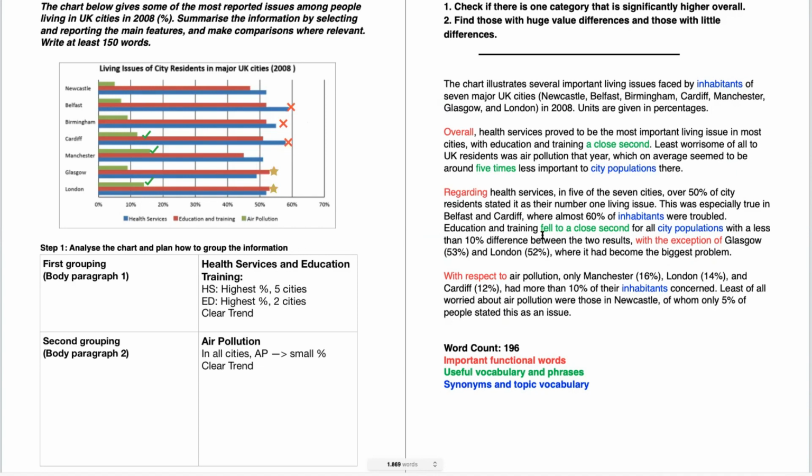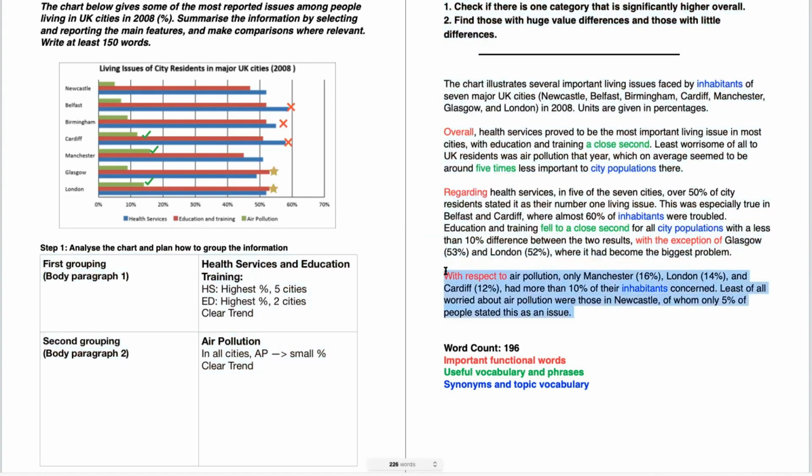And education and training fell to a close second for all city populations, with a less than 10% difference between the 2 results, which is true because you see that these are all less than 10%, with the exception of Glasgow and London, and I've included those percentages as well, where it had become the biggest problem. So you see how I'm able to talk about when education was higher than health services.